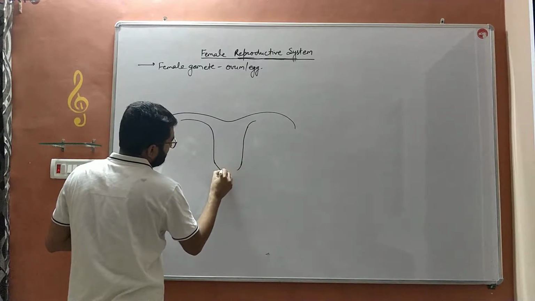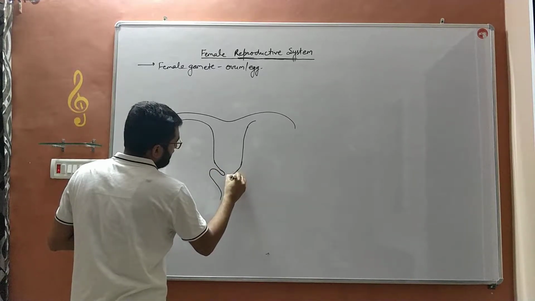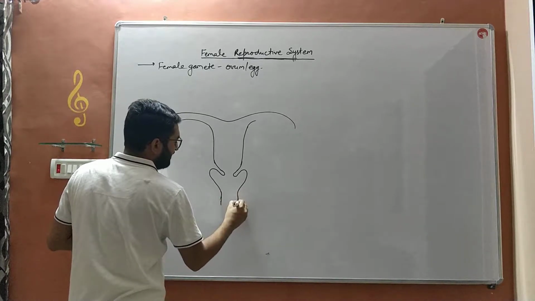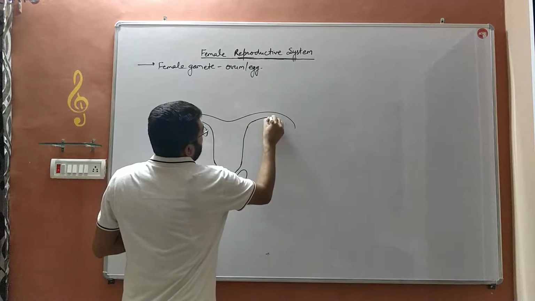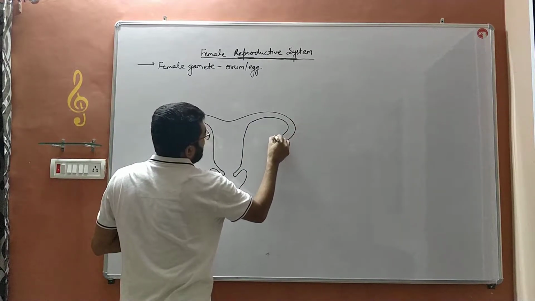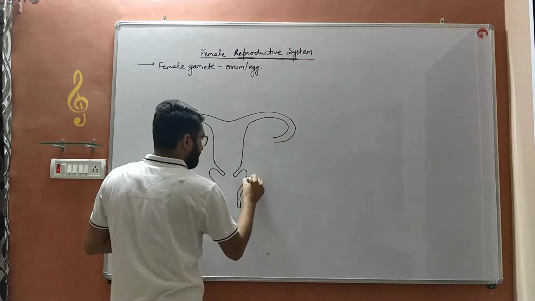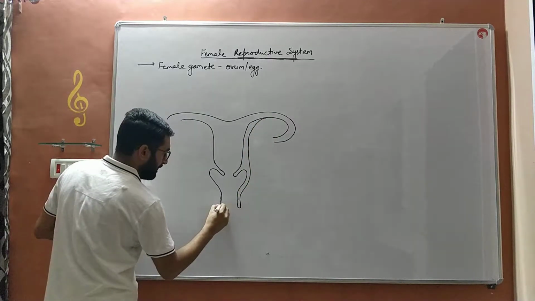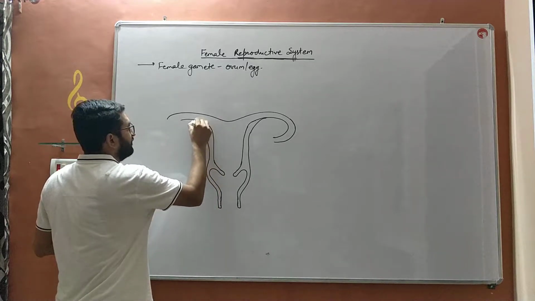In the female reproductive system, the various parts include the uterus, an opening named as vagina, primary sex organs, that is ovaries, and a tubular part that is known as fallopian tube. That's the diagram of the female reproductive system.